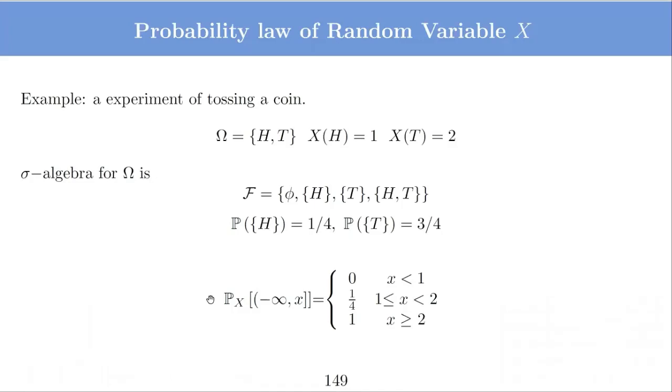Can we write this formally for every possible value of x? We can say that the probability law of minus infinity comma x is equal to 0 if x is less than 1. It is 1 by 4 if x is between 1 and 2, including 1, and 1 if x is greater than or equal to 2. So this is for all possible values of x. I have defined this probability law for a set of the form minus infinity to x.